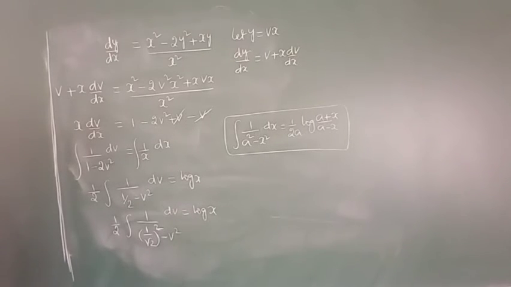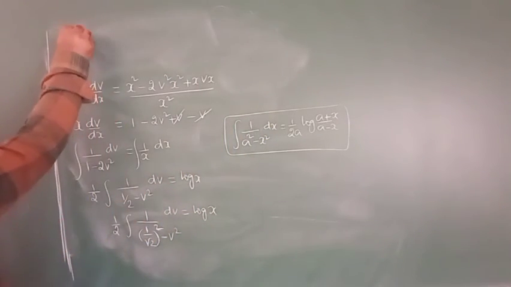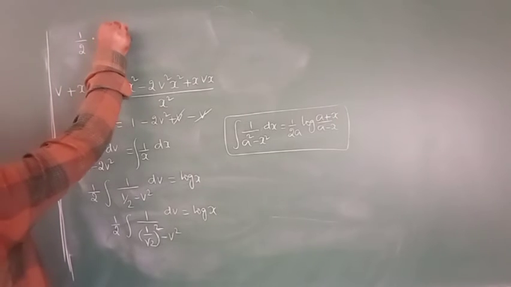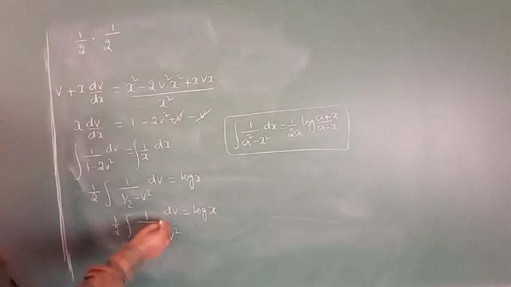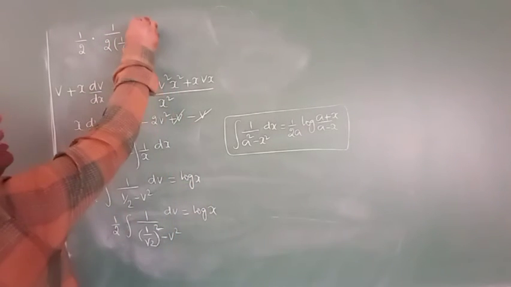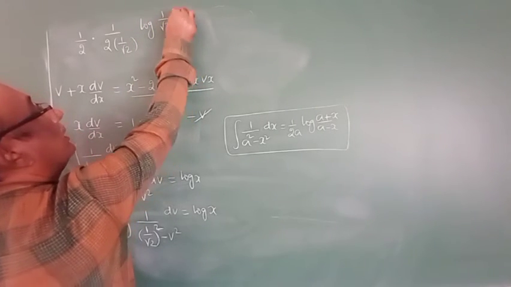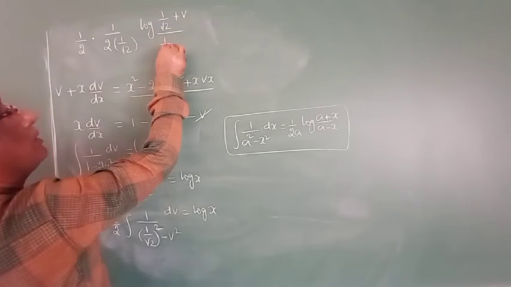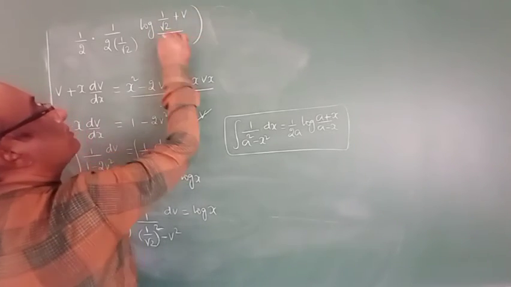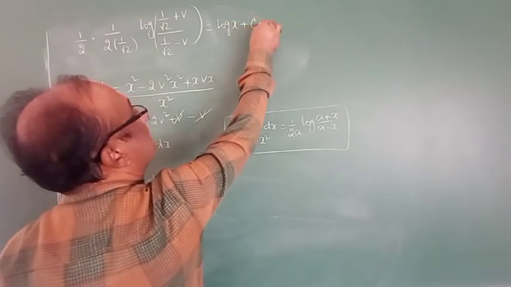Then write down the textbook answer everyone. Write down the textbook answer first. Here I am writing: 1 by 2a, where the value of a is 1 by root 2, 1 by 2a log of a plus x by a minus x, meaning 1 by root 2 plus v by 1 by root 2 minus v, is equal to log x plus integral constant c.